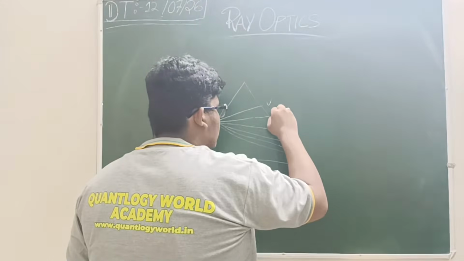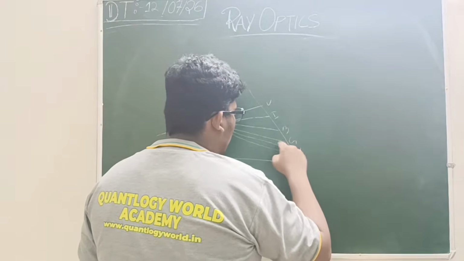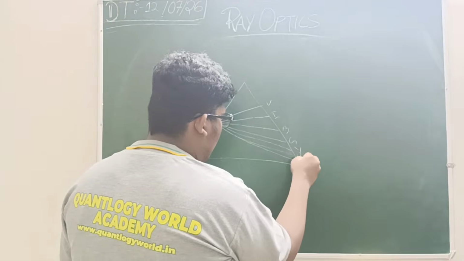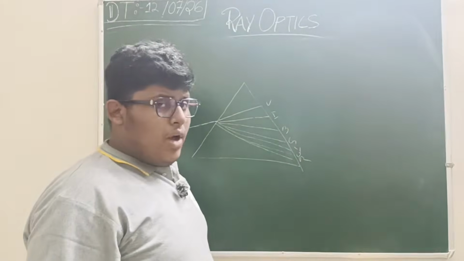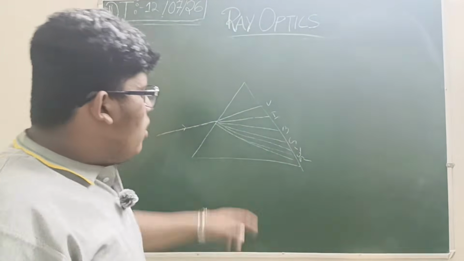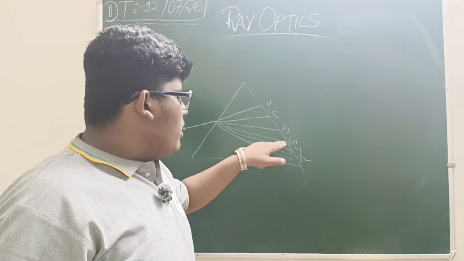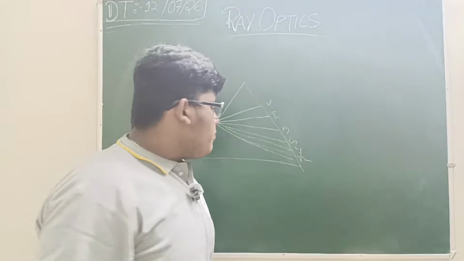The colors are like this: VIB, GYO, and another ray of light, R. These are the 7 colors. VIBGYOR. V stands for violet, I stands for indigo, B stands for blue, G for green, Y for yellow, O for orange, and R for red.